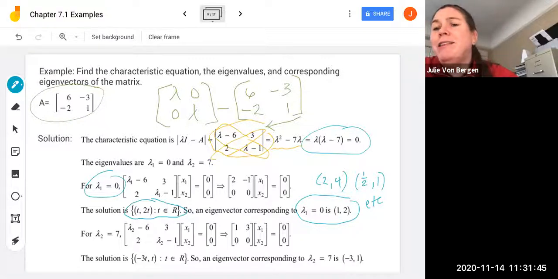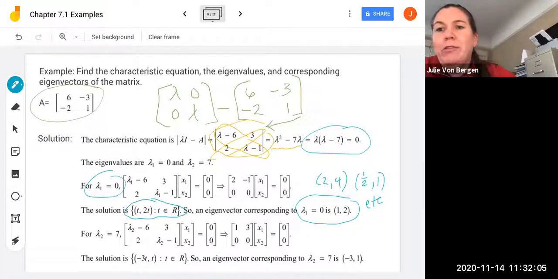So when you run these calculations in Sympy, sometimes you get a different eigenvector that's possible when you've got a free variable in your solution. And that's okay, because when you've got the free variable, how we've got the t here, you've got infinitely many possible solutions. And then lambda 2 equals 7.